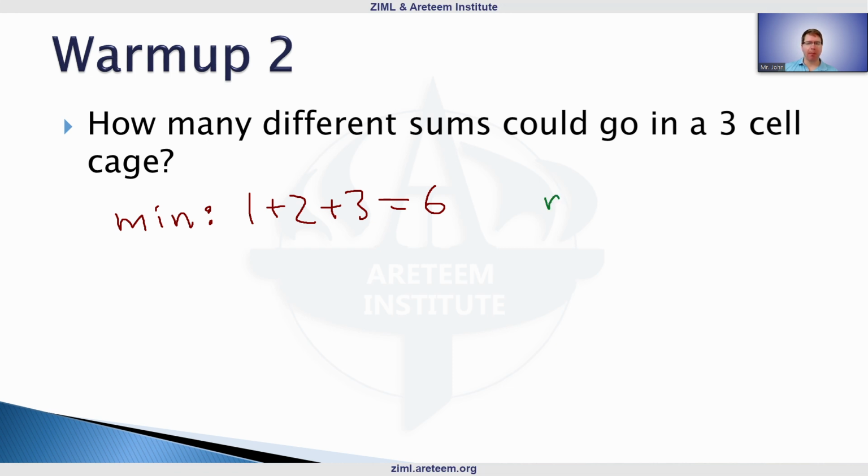What about the maximum value? The maximum value here is the 3 maximum numbers. So 7 plus 8 plus 9 is going to be 24 in that case. So here we have a maximum of 24 as our number there.